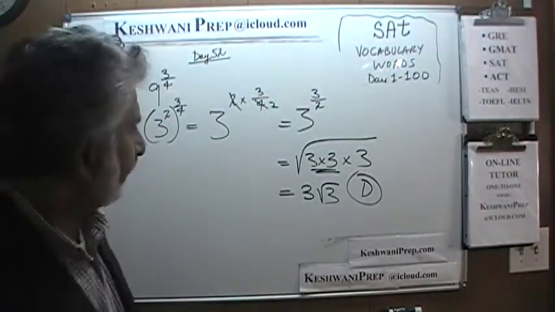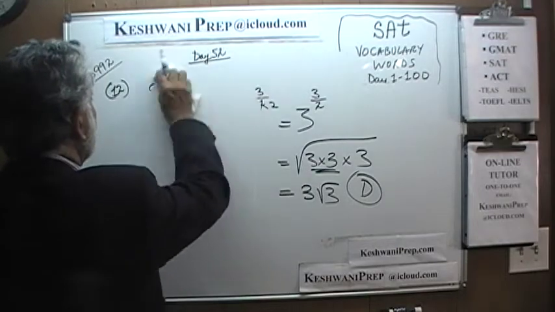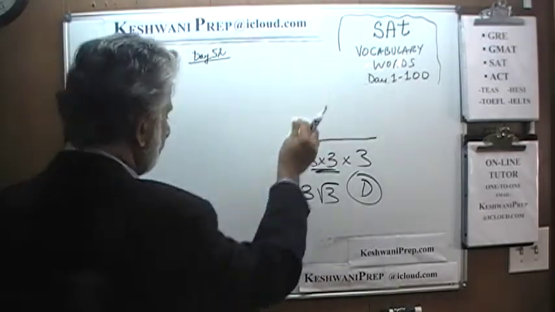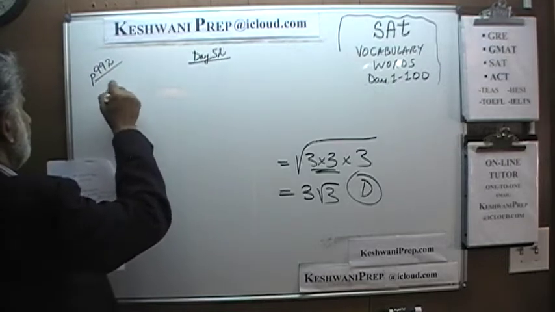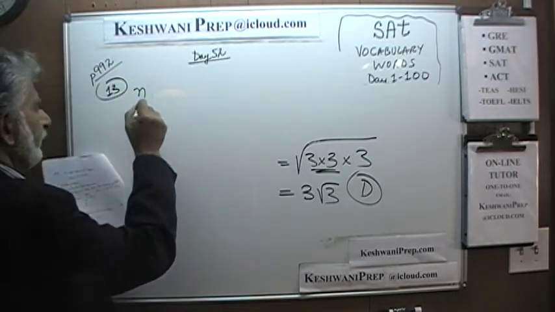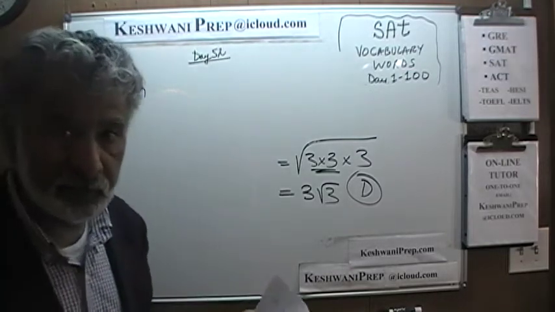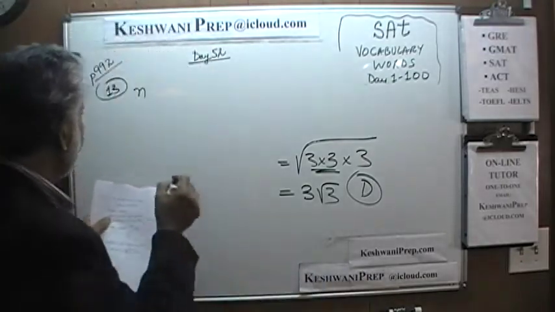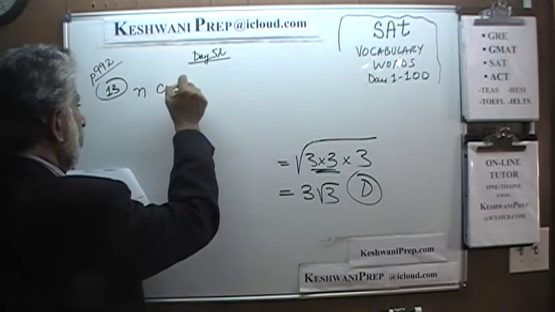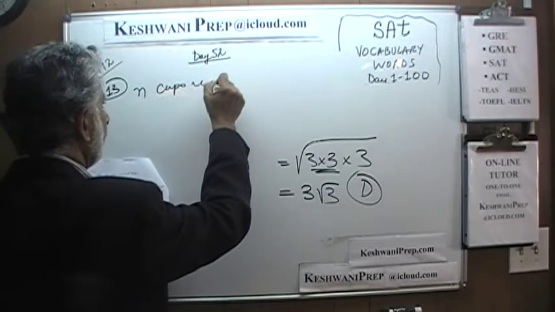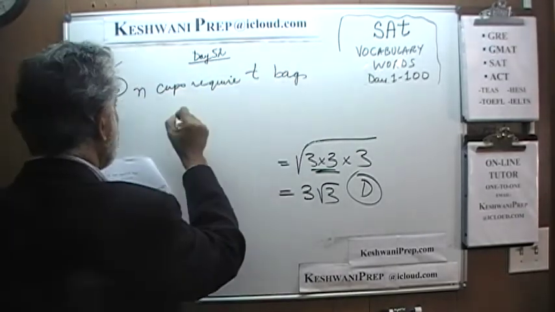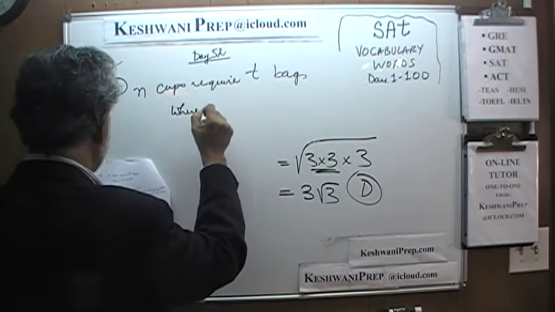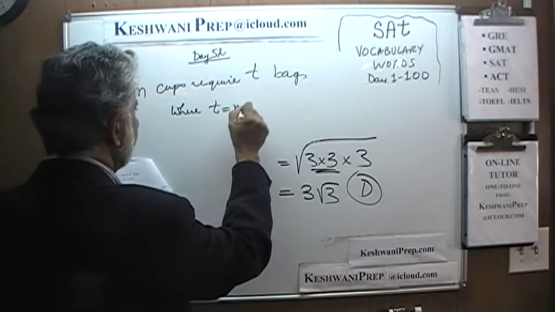Next one, number 13. In number 13, we are told that we are making some tea, and we are told that n cups of tea require t tea bags, where t is equal to n plus 2.